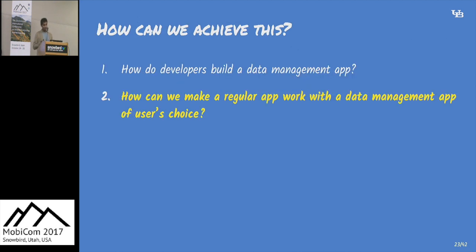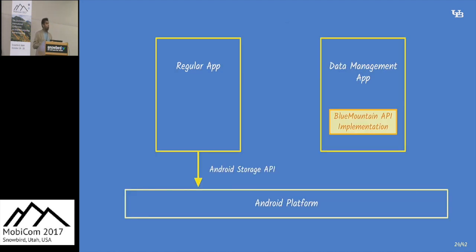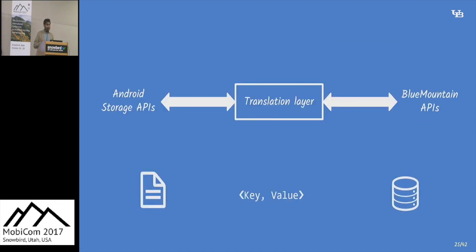That brings us to the second question. How do we make a regular app use the data management app of the user's choice? The first problem here is the mismatch of the APIs. While the regular app developers use Android storage APIs, the data management app developers use the BlueMountain APIs that I just described. So we have to bridge this gap. To do that, we created a translation layer which seamlessly converts the Android storage APIs into BlueMountain APIs.